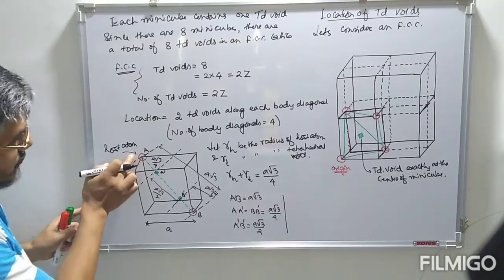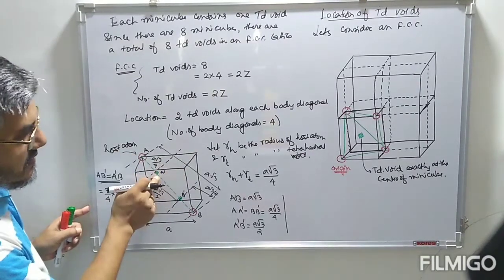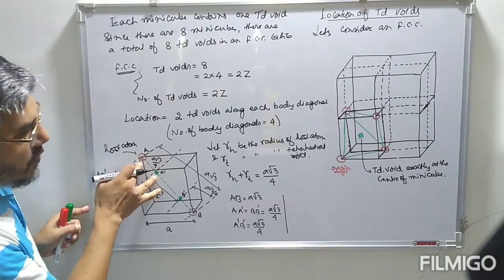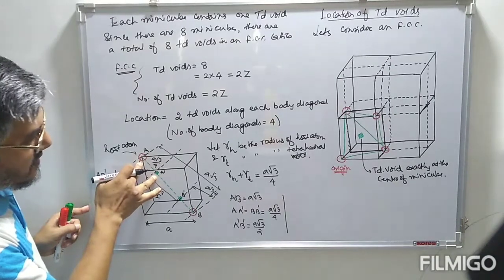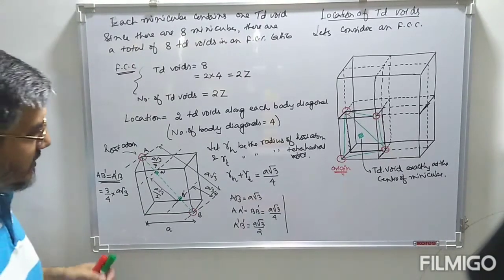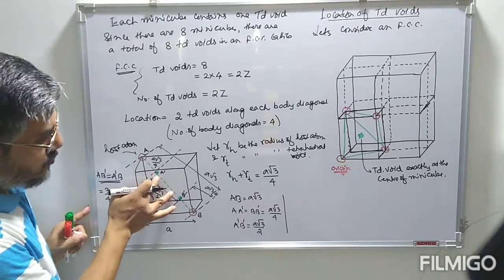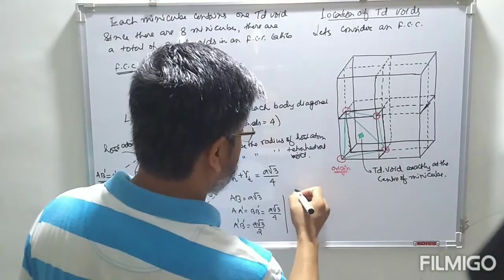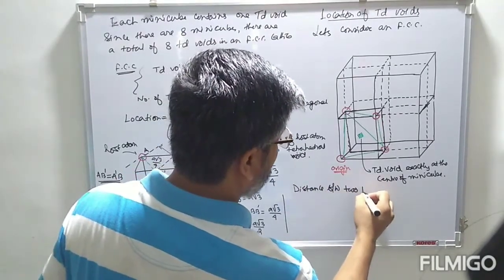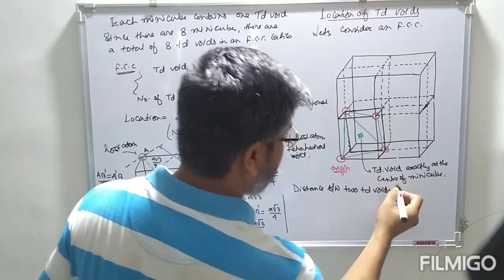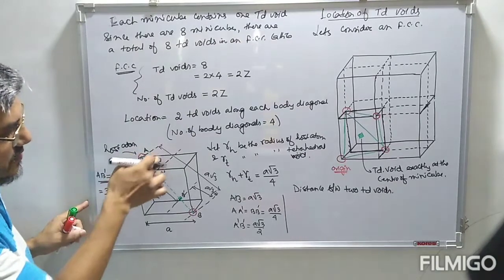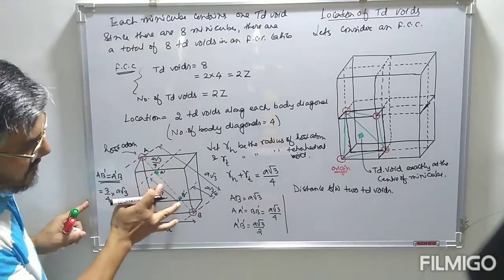So this is the host atom with radius RS. This is a tetrahedral void. So the distance between a tetrahedral void and the host atom is 1/4 of the body diagonal. If this is the case, look at this: the closest distance between two tetrahedral voids. If this is the host atom and tetrahedral void, the distance is 1/4 of the body diagonal. This is a tetrahedral void, this is also a tetrahedral void.